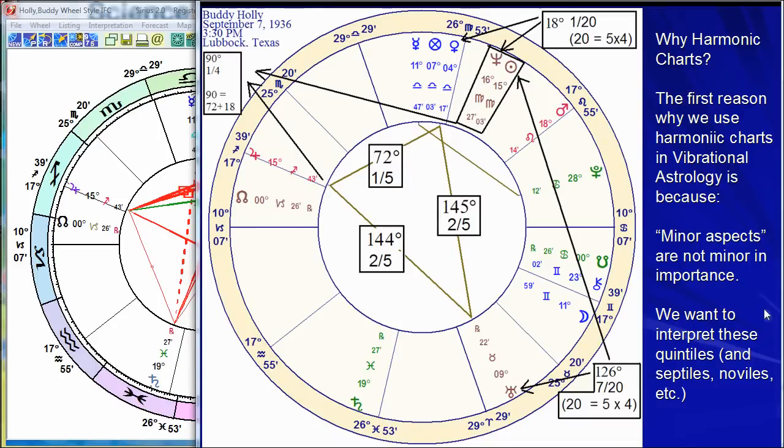First of all, before I explain what a harmonic chart is, why do we have a harmonic chart? The reason we have a harmonic chart is because we believe that minor aspects are important. Minor aspects are aspects such as fifths of a circle.